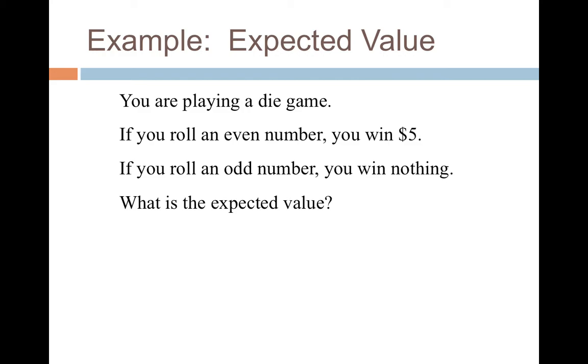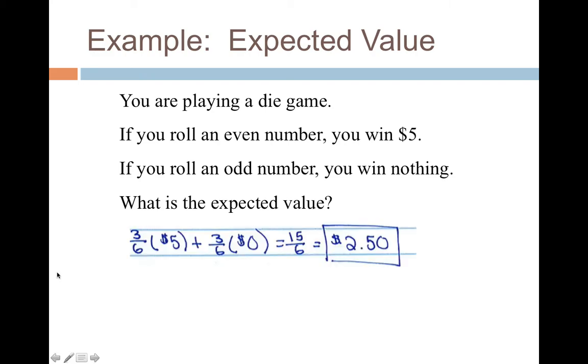Let's take a look at a simple game. So we're playing a game with a die. If you roll an even number, you win $5. If you roll an odd number, you win nothing. So we know what the expected value is. So I have my probability, 3/6 of an even number. Remember, if you roll an even number, you win $5. The probability of an even number is 3 out of 6 on the die, times $5. Probability times weight, plus the probability of an odd number is 3/6 as well. And that weight is $0 because you would win nothing. So 3/6 times 5 plus 3/6 times 0.